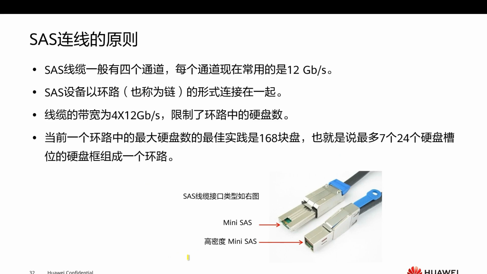Our SAS domain is composed of several parts. One is the SAS expander, one is the terminal device, and the last one is the SAS connection cable. Through the previous introduction, generally 96 disks, that is 4 hard disk frames with 24 hard disk slots, form a loop. For the SAS cable interface, when the SAS cable single channel is 6 Gbps, we call it a mini SAS cable. Now the single channel speed has increased to 12 Gbps, and the corresponding SAS cable is also called a high-density mini SAS cable.